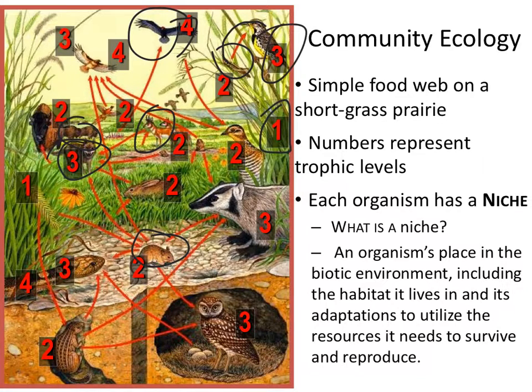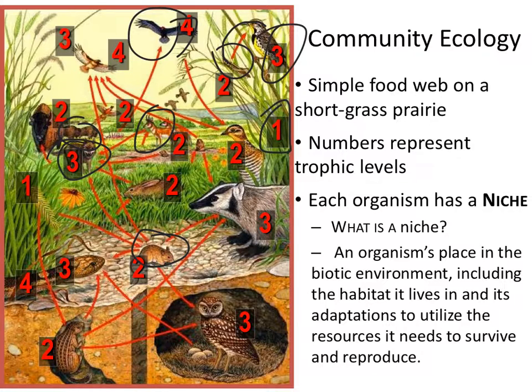This mouse lives in this kind of prairie. It also has a burrow that it probably stays in in the daytime, because it's nocturnal. So part of its niche is this nocturnal omnivore, because it eats a lot of things. Besides just seeds, it also eats insects and things like that.